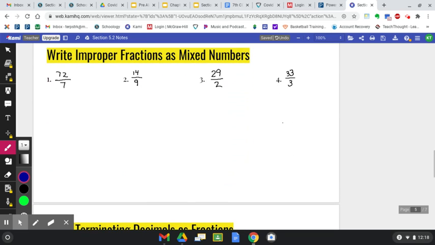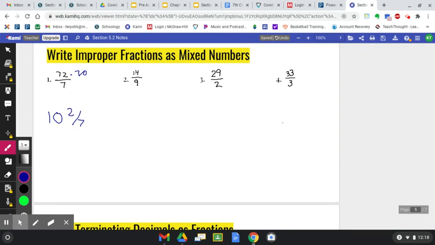Now let's go take an improper fraction, right, where the top is bigger than the bottom, and write it as a mixed number, right, which would be a whole and then whatever's left over. So I start, right, by saying, okay, how many times does 7 go into 72? Okay, well, I know 7 times 10 is 70, right? So it goes in there 10 times, right? But I know that 7 times 10 is only 70. So I have 2 out of 7 left over.